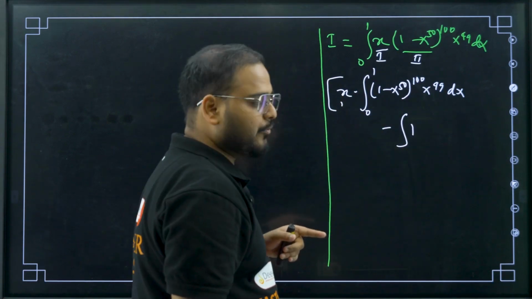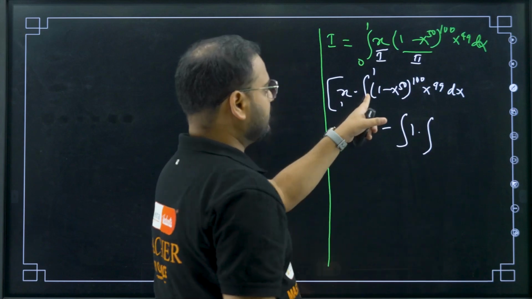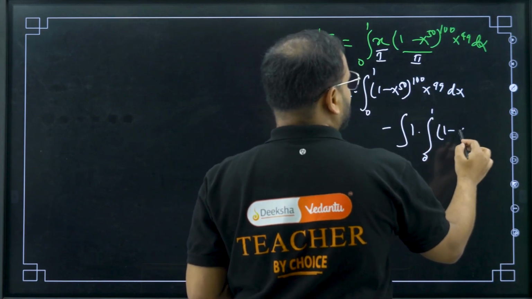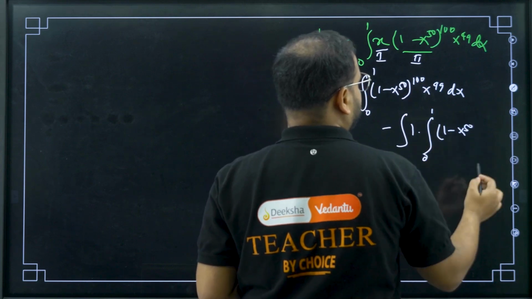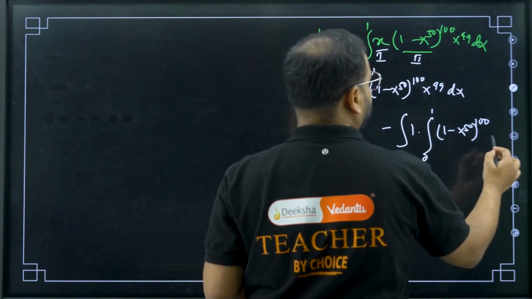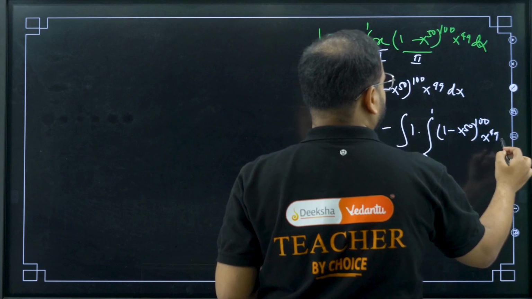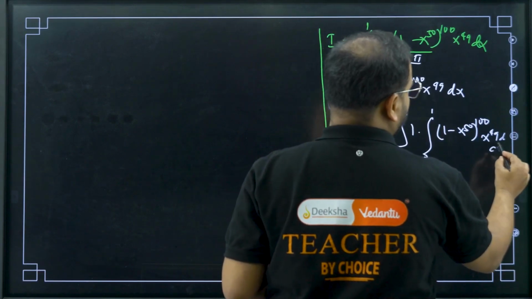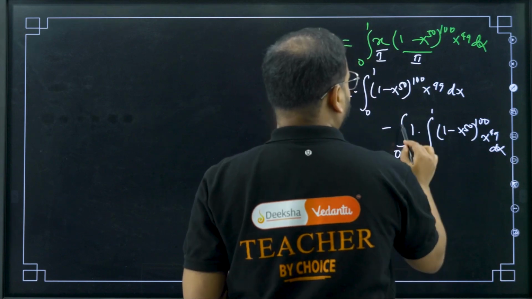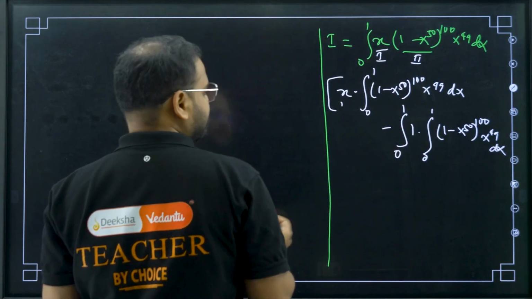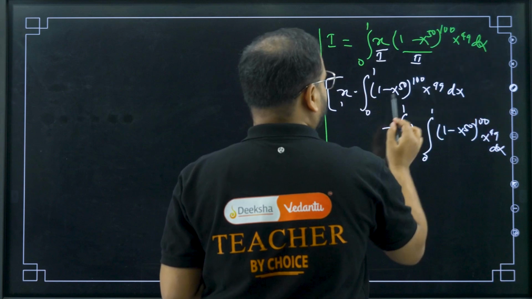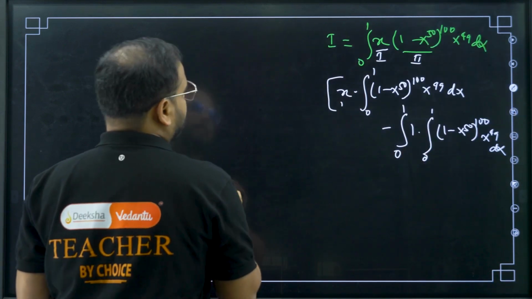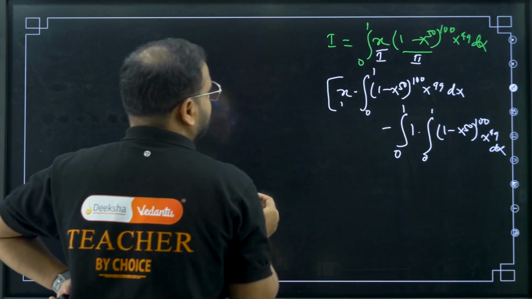Simply 1. And again, I have to do the same integration for this thing. So 0 to 1, (1 minus x power 50) to the power 100 times x power 49 dx. Again for the same thing, 0 to 1. Now I think this space is not enough, so let me remove this line and I'll solve it over here from here.